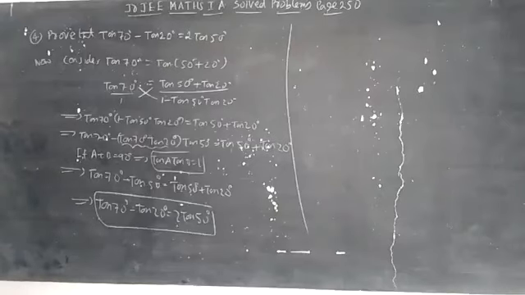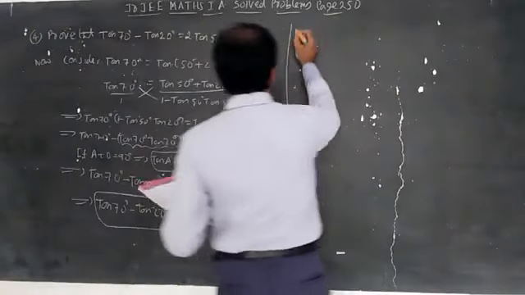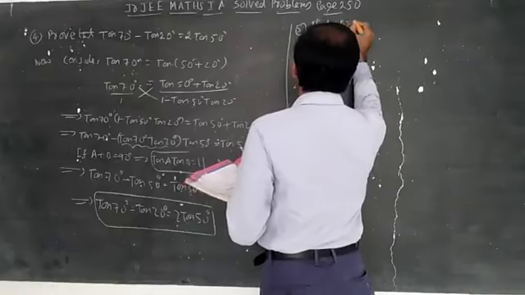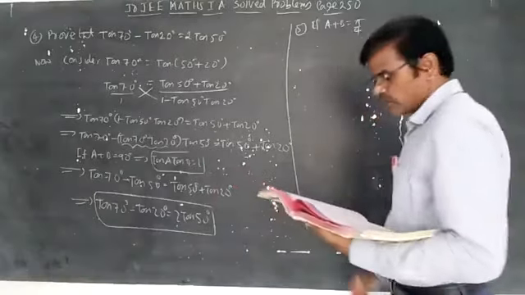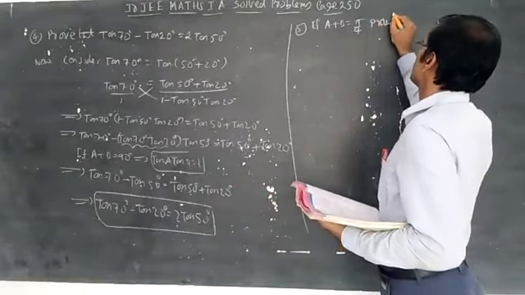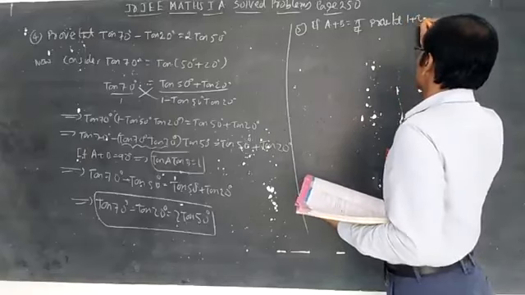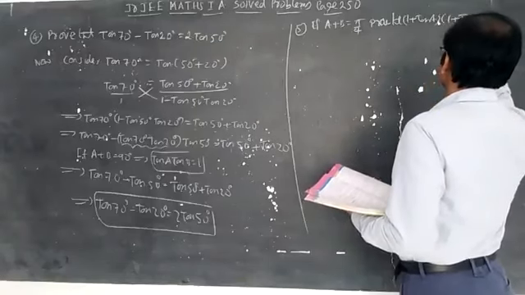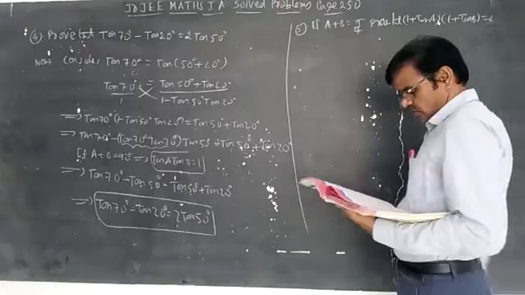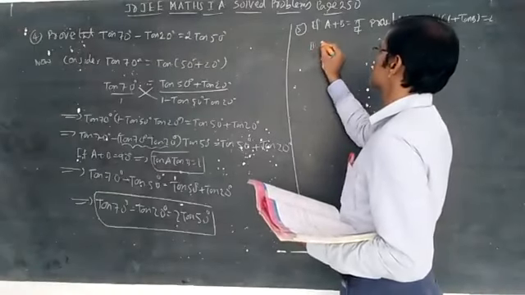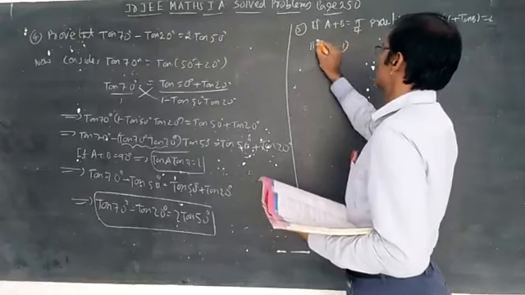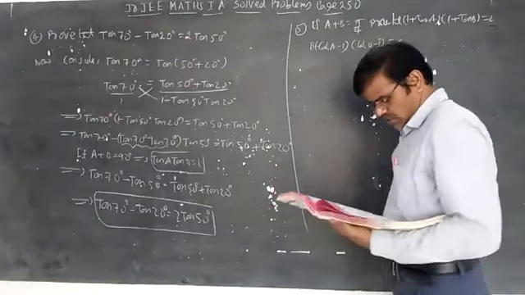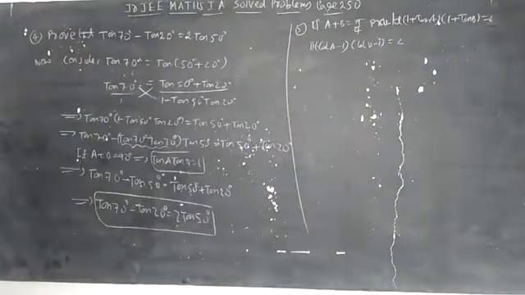Next question is also a very good conceptual question. Fifth one, page number 51. If A plus B is equal to pi by 4, prove that 1 plus tan A into 1 plus tan B is equal to 2. And second question, cot A minus 1 into cot B minus 1 is equal to 2.